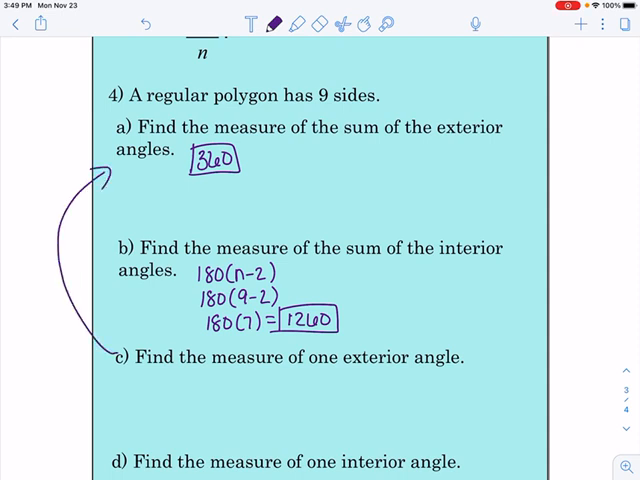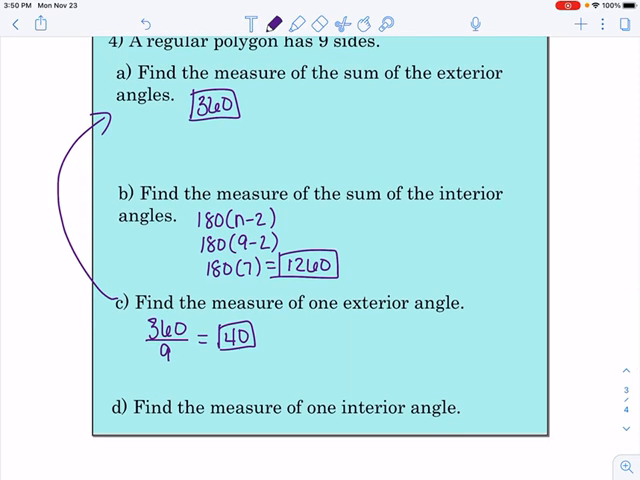We want to find the measure now of one exterior angle. This goes back to part A. The sum of all the exterior angles is 360, and we have a 9-sided figure, so if I divide that by 9, I get 40. Each of the exterior angles measures 40. For one interior angle, I take the sum of the interior angles from part B and divide it evenly by the 9 interior angles, and I get 140. So each of those angles will be 140.